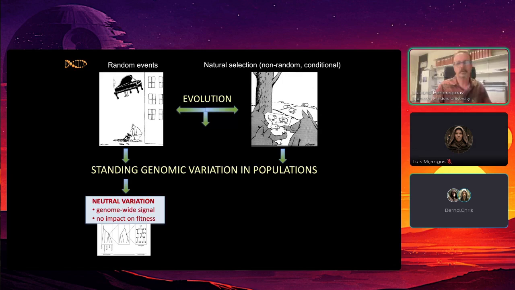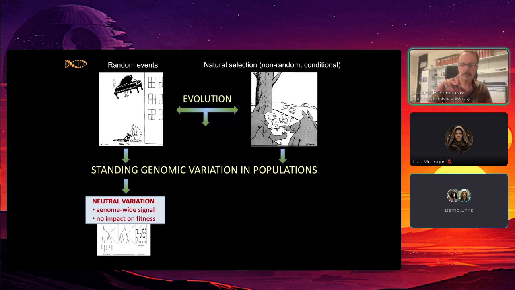Some of those, the majority of that variation, will be seen in your data set as variation that has no impact on fitness. We call this neutral variation or neutral diversity. And here you often see a signal across the genome that relates to factors impacting that diversity. For instance, 10, 20 good old microsatellites, 10 good allozyme markers might be able to characterize neutral variation population structure.